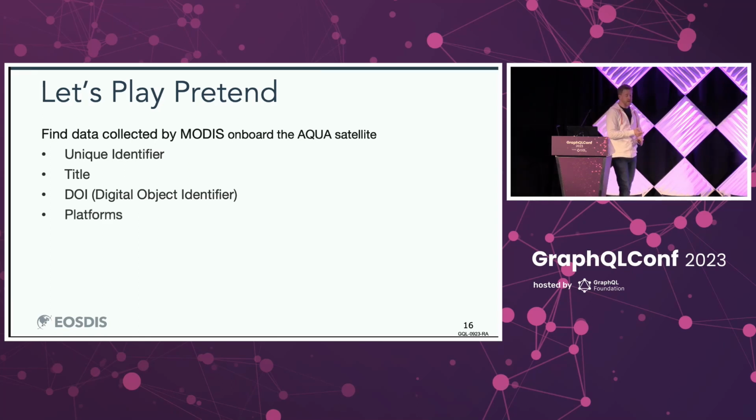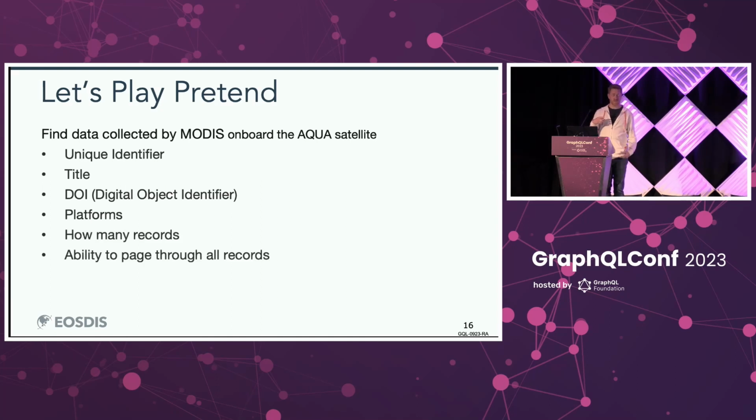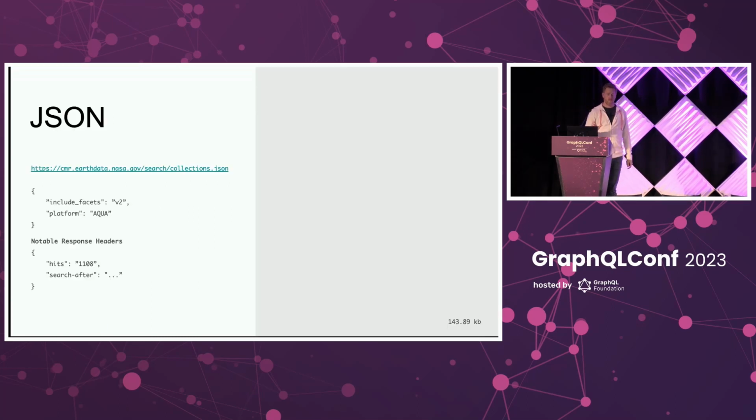I want to know the unique identifier. I want to know the title of the data that I'm looking for, the DOI, because I'm going to cite it eventually. This is our digital object identifier. And I want to ensure by seeing the platforms that it was available on. And then, for my purposes of my client, I also want to know how many records there are, and I need the ability to page the information. So how do I do that?